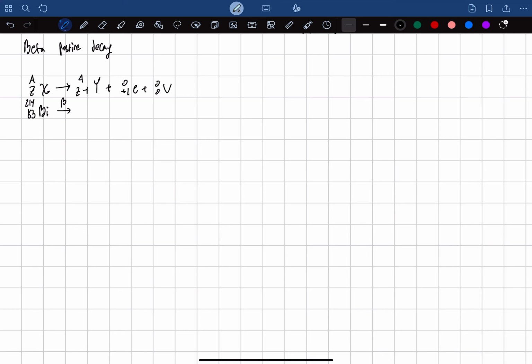So I'll give you a quick beta positive decay. Give you some time. You can pause the video, try it out for yourself. Okay. So this one will be 214 as well, but it'll be 82 here. You're subtracting one, and so you'll be left with lead, Pb, plus a positron and just a neutrino.